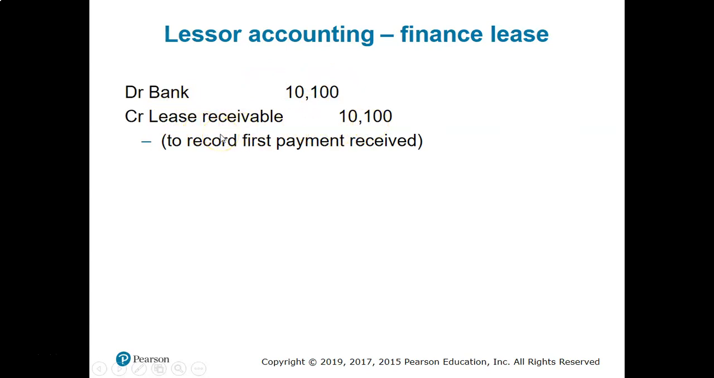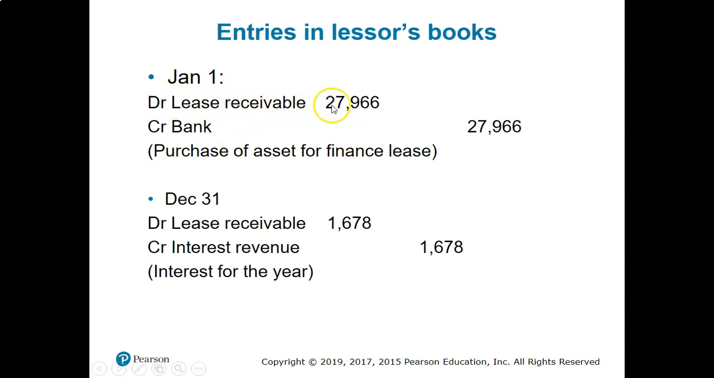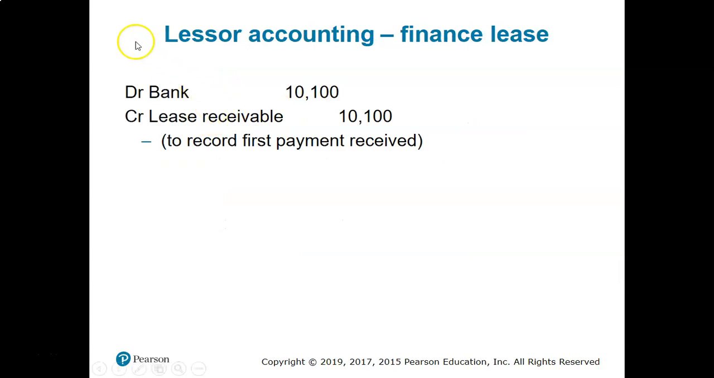Remember, in the first entry, he said 27,966 I will receive during 3 years. So at the end of the first year, when he receives some money, this receivable amount will decrease, asset decrease. When I'm saying I will receive, then I'm writing it as an asset. But when I received it, then my receivable will decrease. So this is recognized as credit.